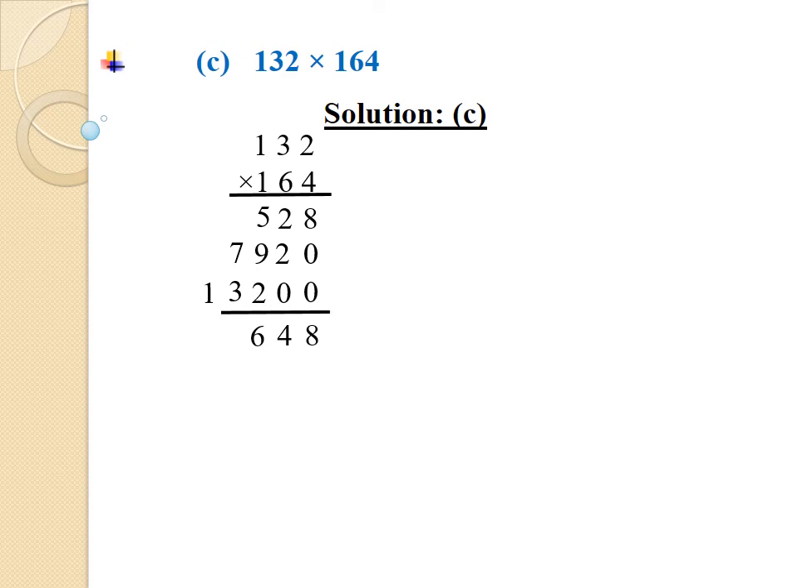Now adding 7, 3 plus 1, which we carry over, we get 11. As 11 is a 2-digit number, so writing 1 in thousands place and 1 carry over to 10,000s place. Now adding 1 plus 1, which we carry over, we get 2. Thus, the product of 132 and 164 is 21,648.